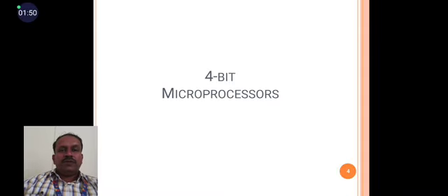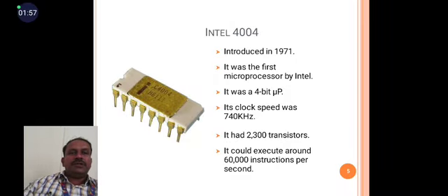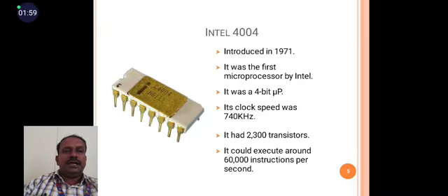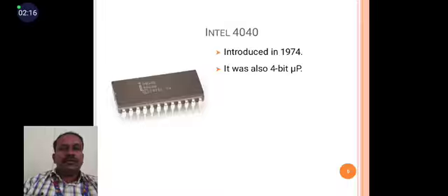Then to move on to the 4-bit microprocessor, it is called the Intel 4004. It was introduced in 1971, and it is the first microprocessor by Intel. It was a 4-bit microprocessor. Its clock speed was 740 kHz, it had 2300 transistors, and it could execute around 60,000 instructions per second. The next IC is the Intel 4040. It was introduced in 1974. It was also a 4-bit microprocessor.